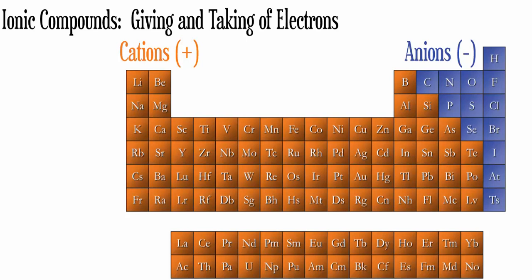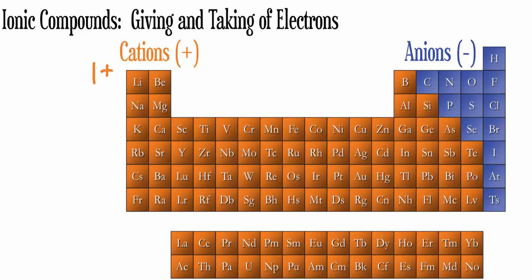Ionic compounds, giving and taking of electrons. You'll notice we have two labels, cations on the left, listed in orange, and anions on the right, listed in blue. Cations are positive, anions are negative.